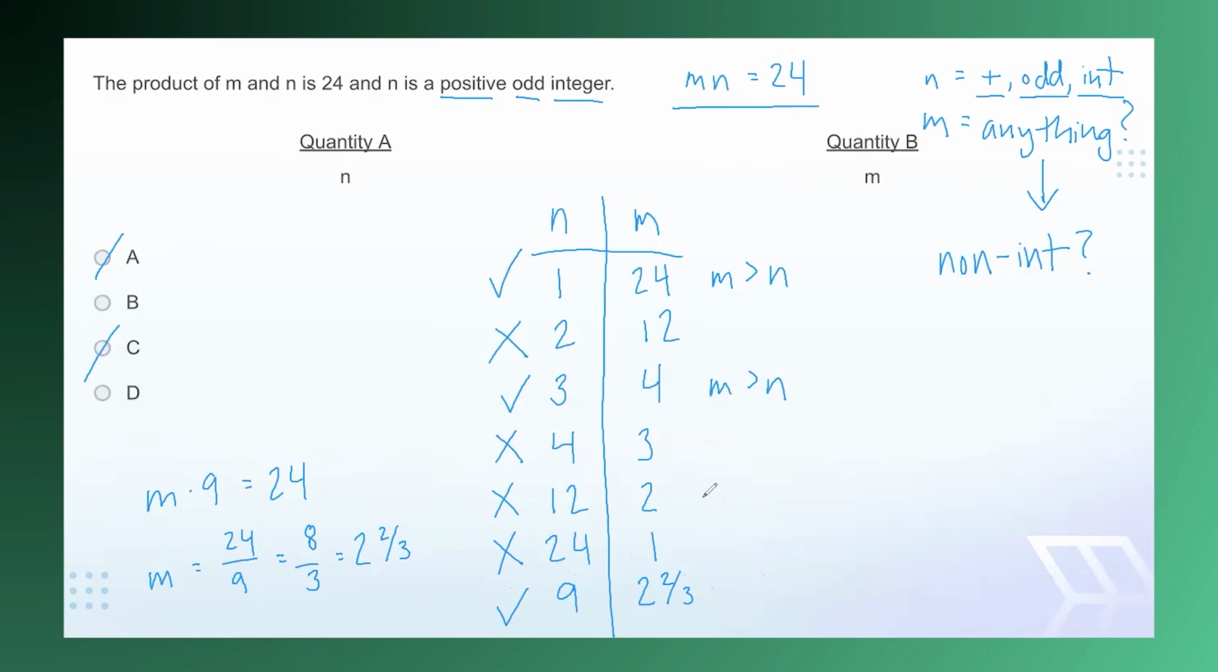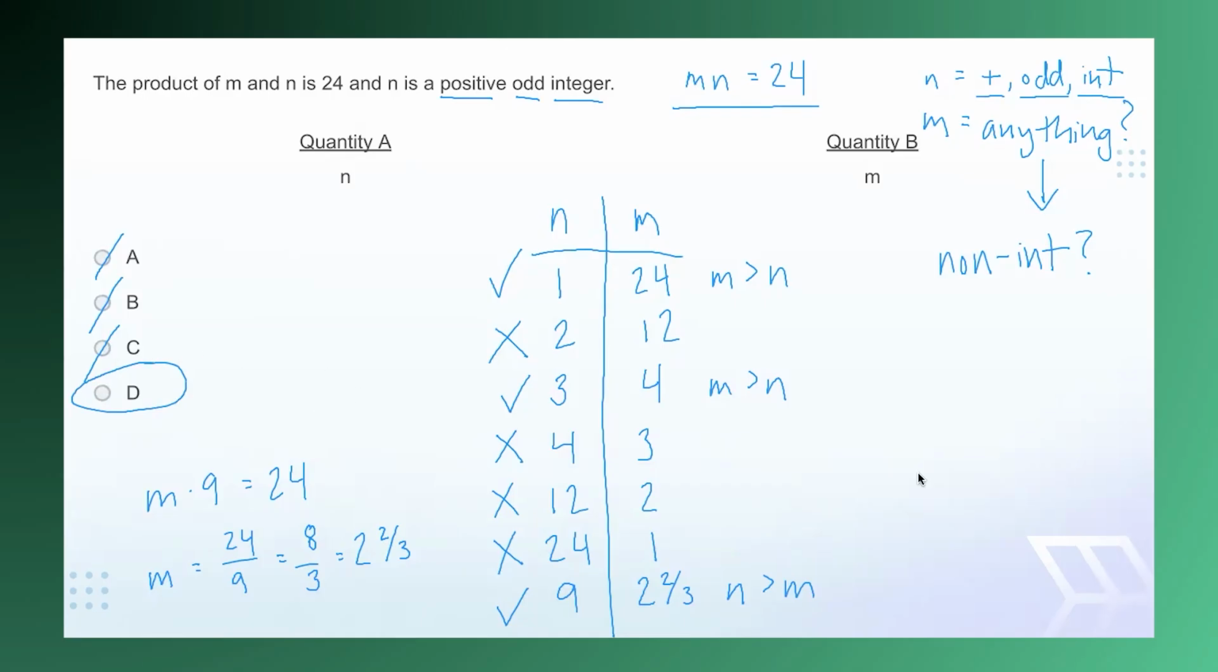So this is valid. And in this case, instead of m being larger than n here, n is greater than m, which means quantity A is greater than quantity B. This means that I can rule out answer choice B, quantity B is greater than quantity A, and I am left with my correct answer, D. The relationship cannot be determined.